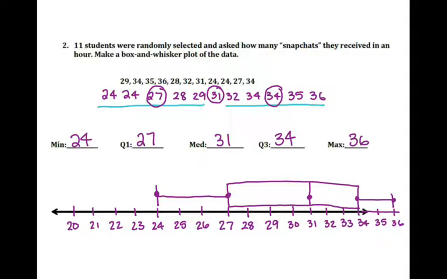And of course, we do need to title it. That way our box plot does have an actual name, and so we'll call this number of Snapchats. Oop, can't spell. Snapchats. All right.